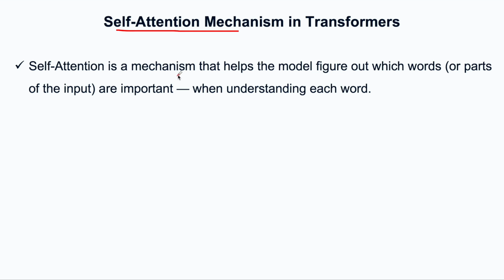Self-attention is a mechanism that helps the model to figure out which words or the parts of the input are important when understanding each word. It means whenever you provide an input, it looks at everything and identifies which parts are important whenever it is understanding the given word. Let us understand this with an example.